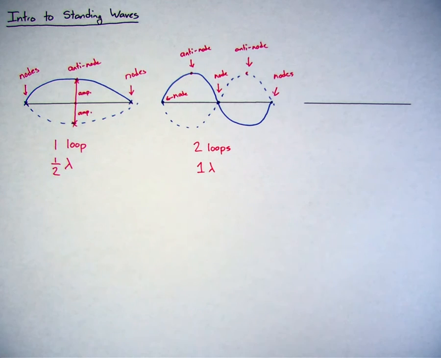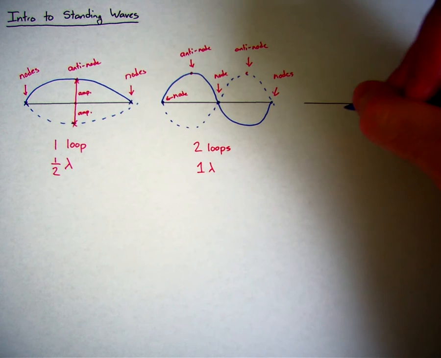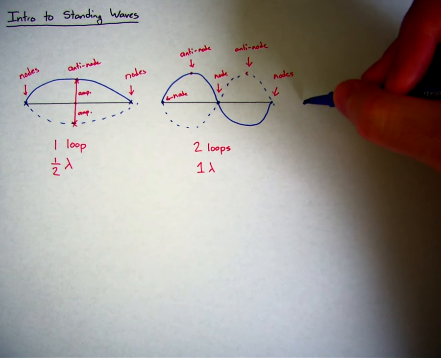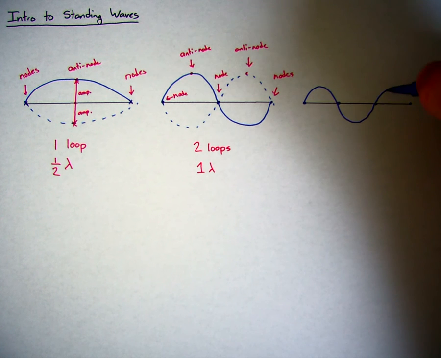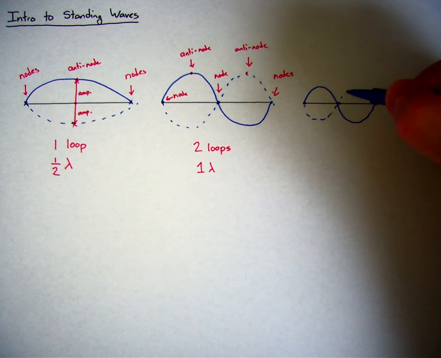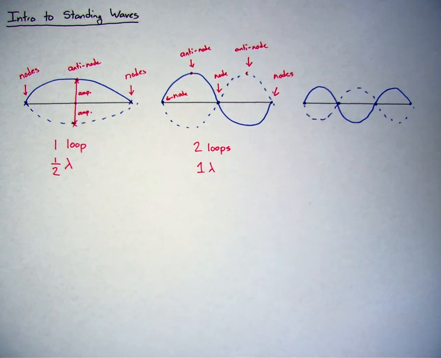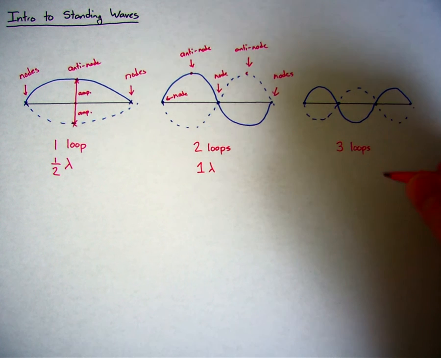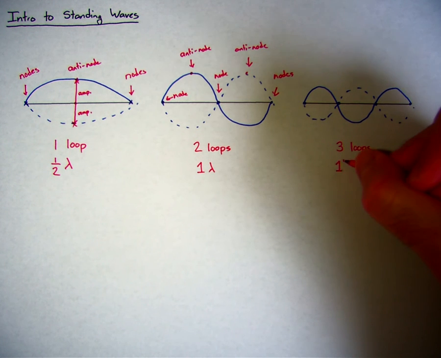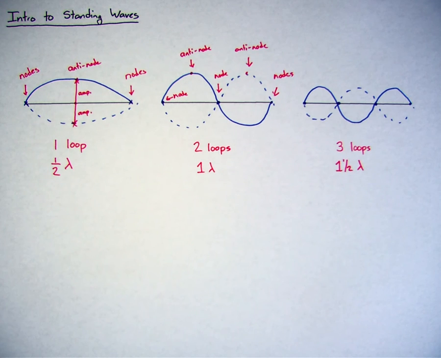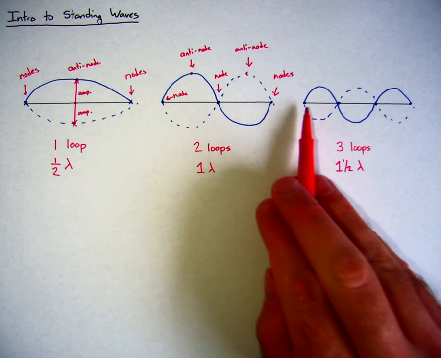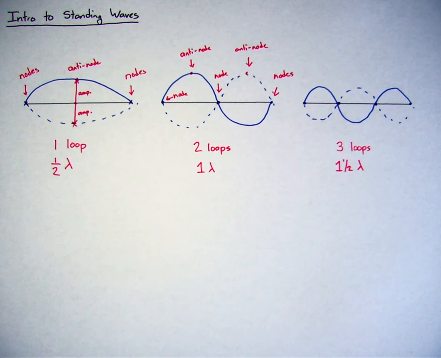And then if you wanted to keep going, you could create another one. So for the next one, you'd have three loops. So we'd have to have four nodes. So we'd have something that looks like this. And this would be our next standing wave. So this would be three loops. And this would be 1 1/2 wavelength. Because we'd have one full wave and another half a wave. So 1 1/2 full wavelengths. So we have 1, 2, 3, 4 nodes and 3 antinodes for this one.